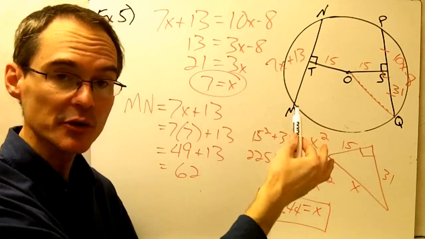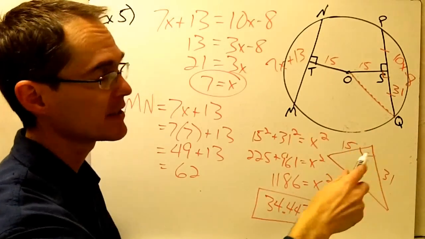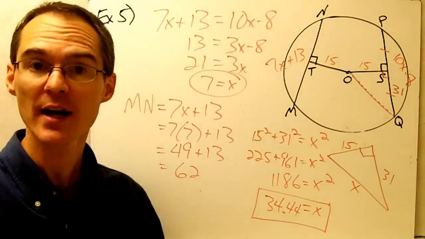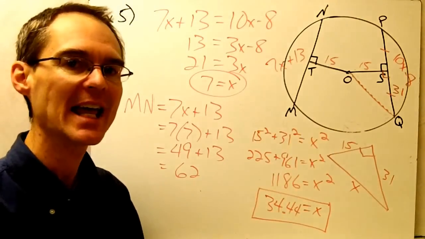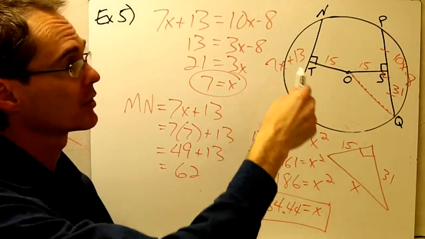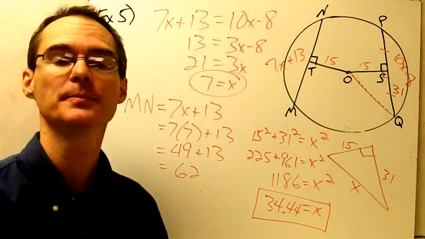This technique, this little trick of drawing in a radius on your circle so as to create a right triangle, is a very, very handy technique, and you're going to be using this a lot in the practice problems that you're going to be working for these types of problems.